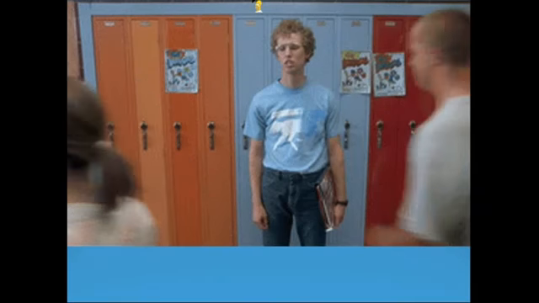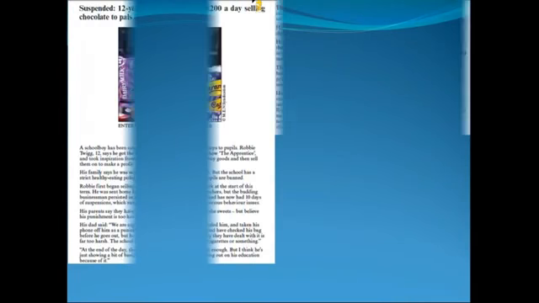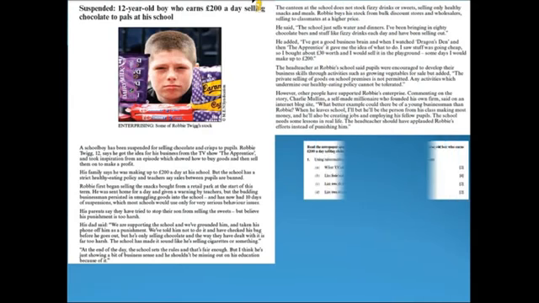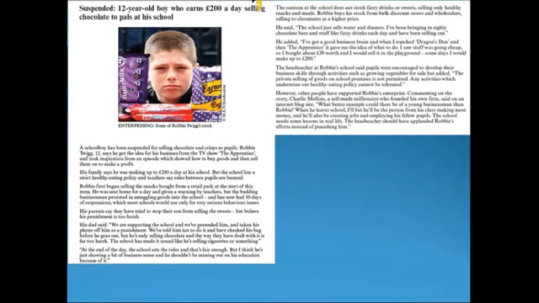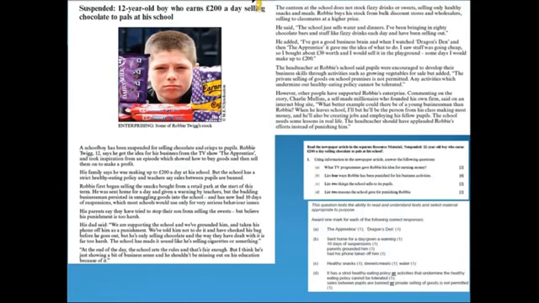Okay, I'm going to show you one more foundation. This one is about a schoolboy, a bit like the picture there, a schoolboy who's earned £200 by selling chocolate, and because of that he's been suspended. So I want you to read it through. Okay, here's your question. Very similar to the first one we just looked at. All you've got to do is answer your question. So pause. Okay, and there are your answers.